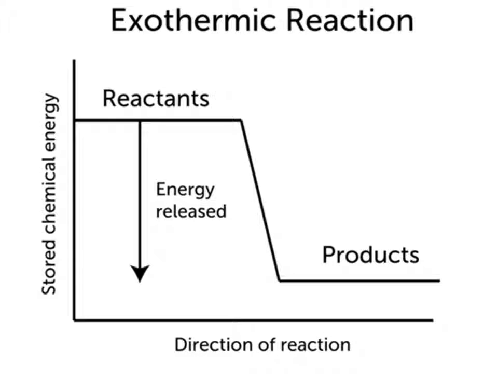An exothermic reaction is when the reactants give off energy in the change to the products. Usually this energy is given off in the form of heat or light. For example, the burning of methane on your gas stove gives off both heat and light, and that is an exothermic reaction.